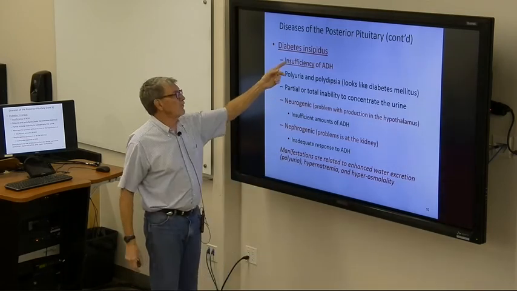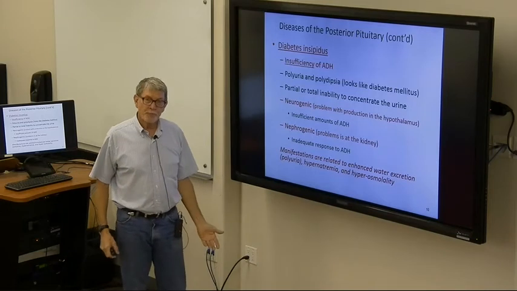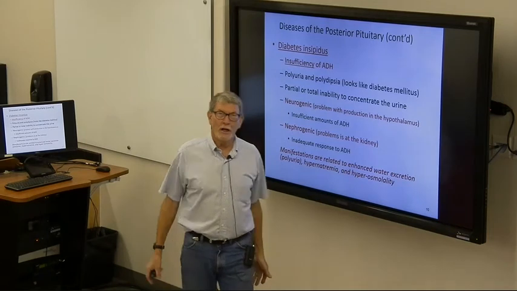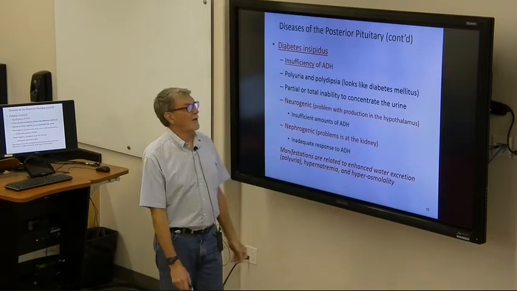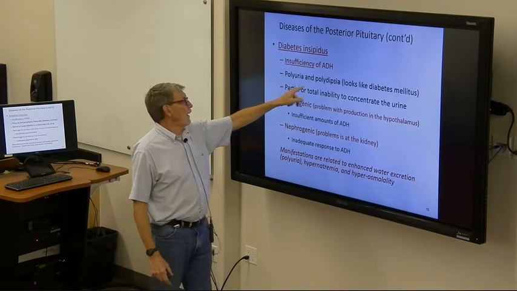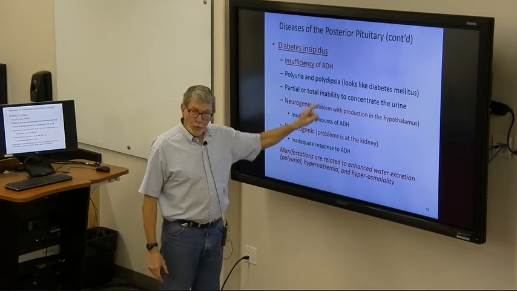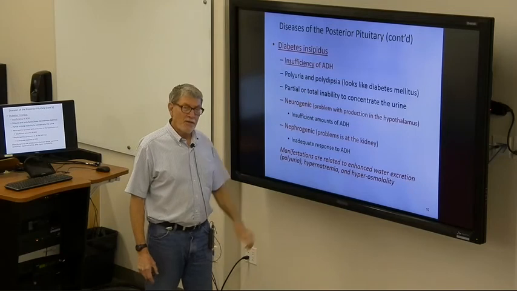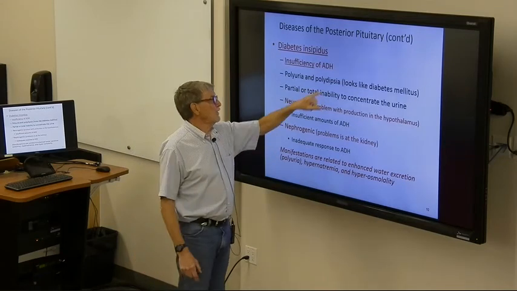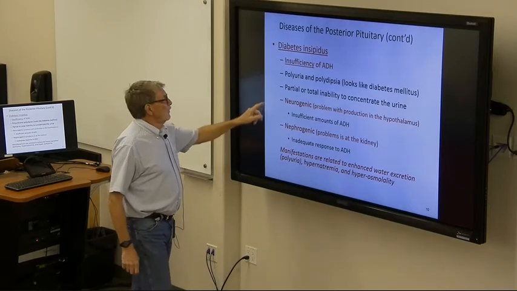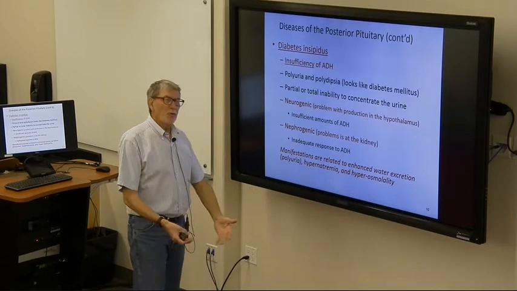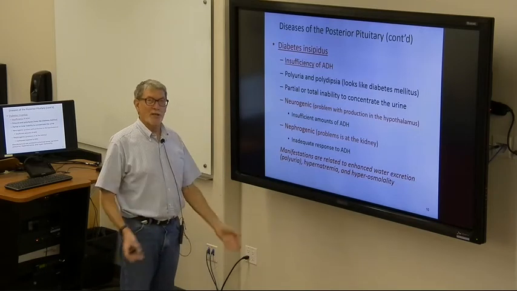and you pee too much. Diabetes insipidus, you don't make enough ADH. If you don't make any ADH, you just pee all the time, and you're so dehydrated you can barely survive. So polyuria, too much pee. Polydipsia, you're thirsty all the time. I think of dipping water out of a bucket. Polydipsia. Can't concentrate the urine because you're supposed to retain most of your water, not pee it out.